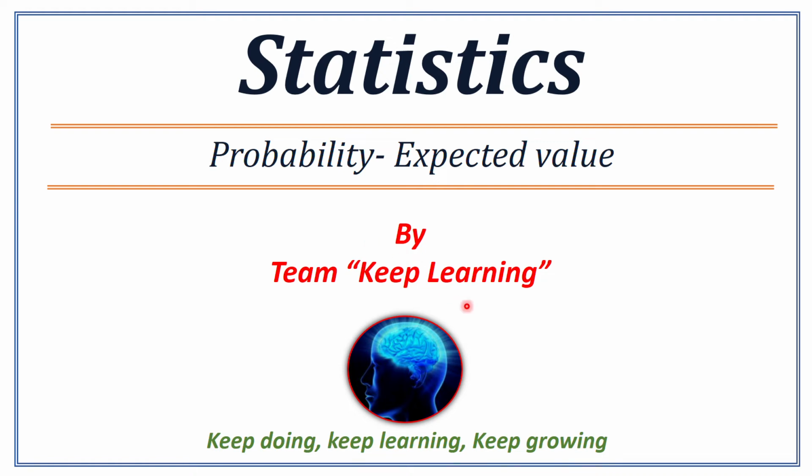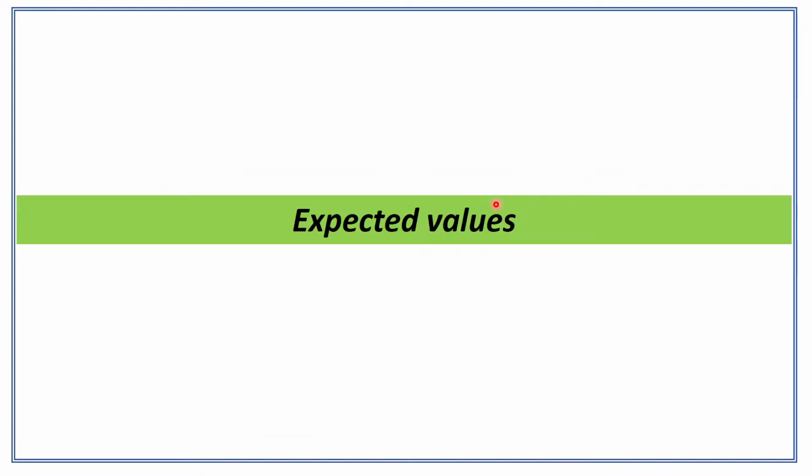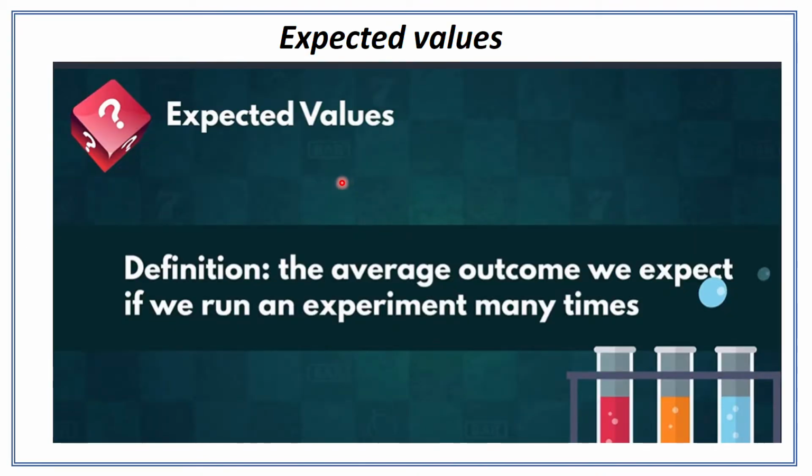In this video, we will see a very important concept in probability called expected value. So let's start. Expected values. What does the expected value mean? Expected value means, by definition, the average outcome we expect if we run an experiment many times. If I am running an experiment many times, I will be expecting some average outcome, because if I am doing research, I would have started with some hypothesis. So the average outcome I am expecting while running the experiment many times is called my expected value.